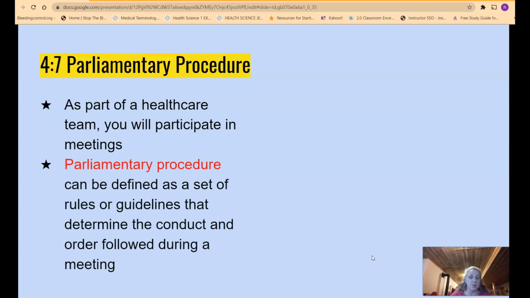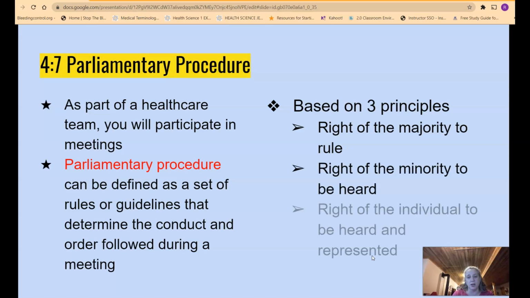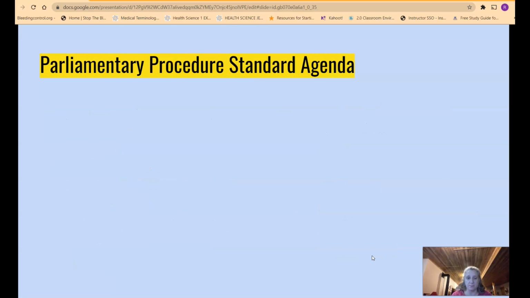A parliamentary procedure can be defined as a set of rules or guidelines that determine the conduct and order followed during a meeting. It's based on three principles: the right of the majority to rule, the right of the minority to be heard, and the right of the individual to be heard and represented. Like when you have staff meetings at work, more than likely it will not be a parliamentary procedure. This will be more for a committee, maybe, or like when the city council meets, they probably use a procedure similar to this.